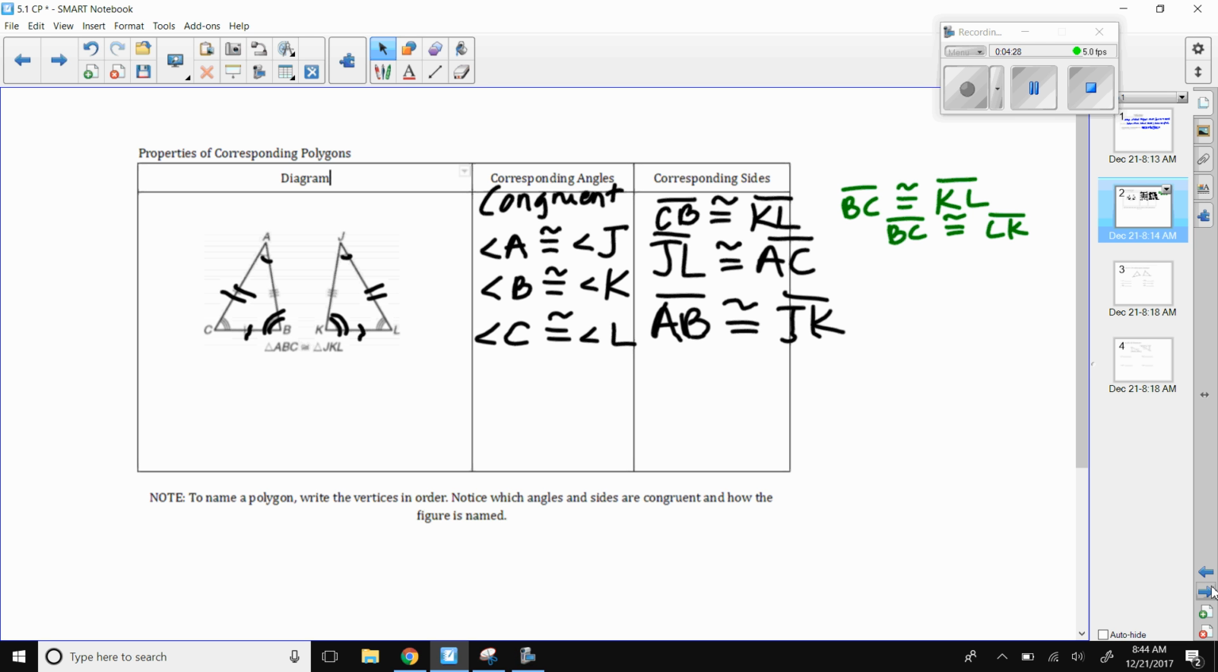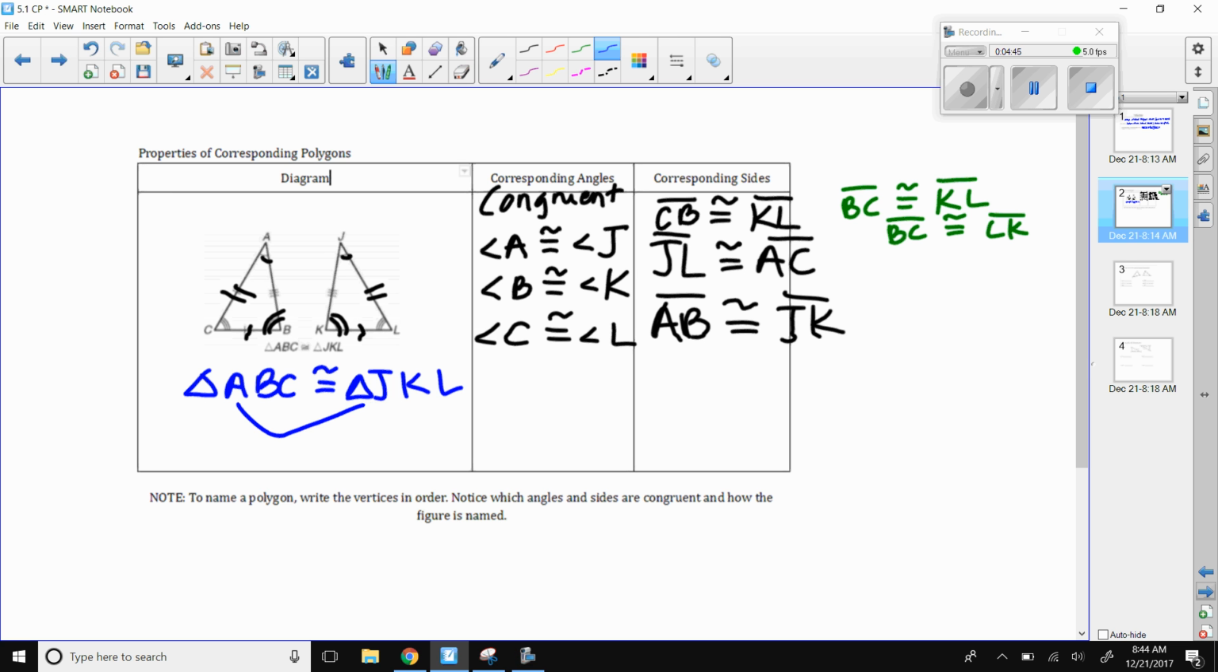What we should be able to see is how to name a polygon with the vertices. Notice that the angles and sides are congruent by how the figure is named. So I see triangle ABC is congruent to triangle JKL. I see A and J, those were 2 that I had here. I see B and K are related, and then C and L are related. And they need to be in that specific order for you to be talking about those triangles being congruent to one another.